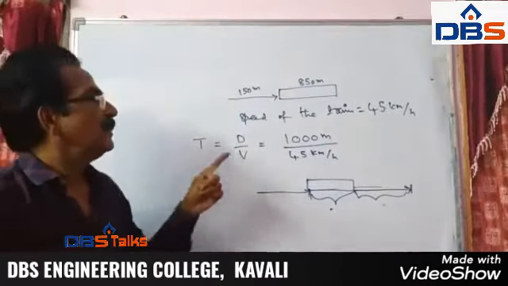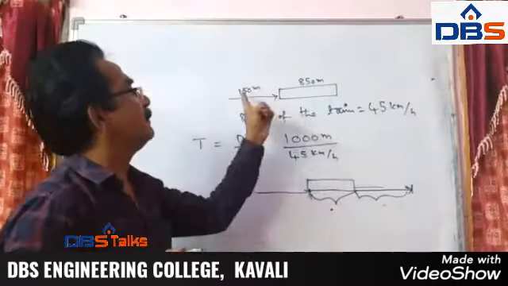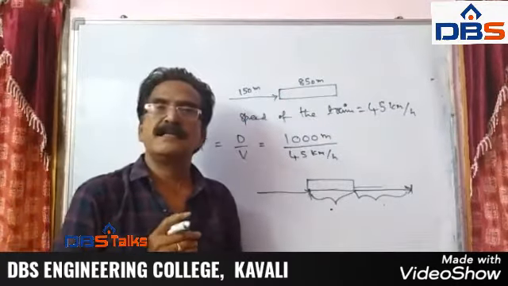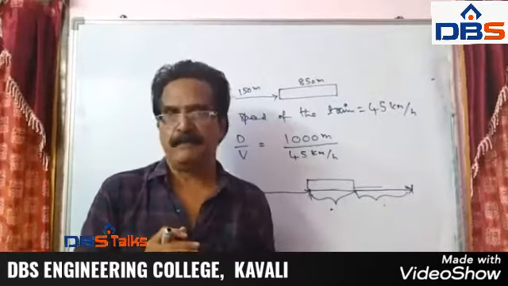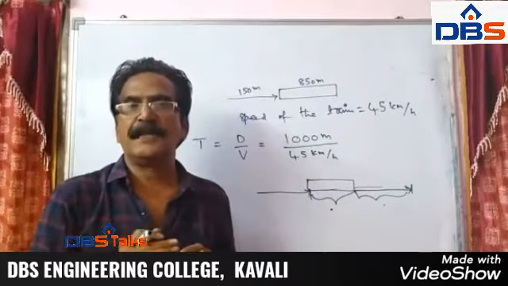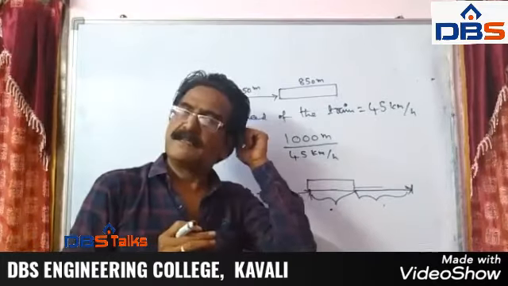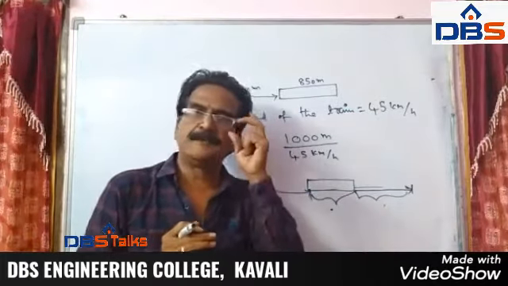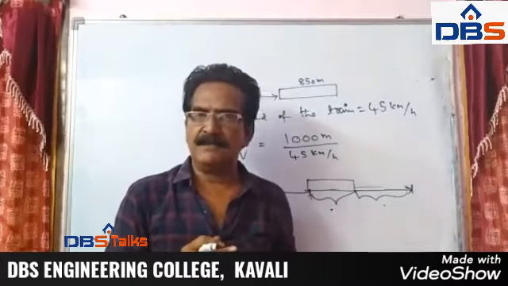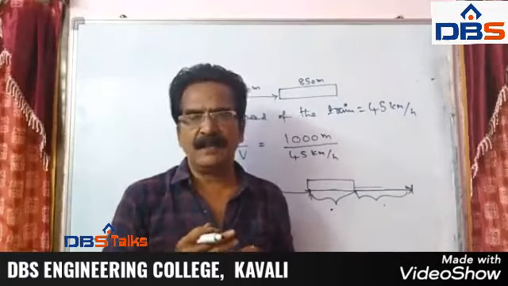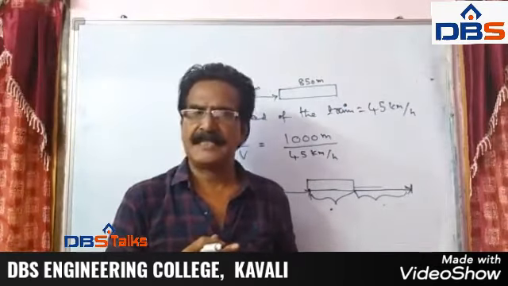Friends, here distance is in meters. Velocity is in kilometers per hour. When the velocity is given in kilometers per hour, multiply by 5 by 18 to get the velocity in meters per second.